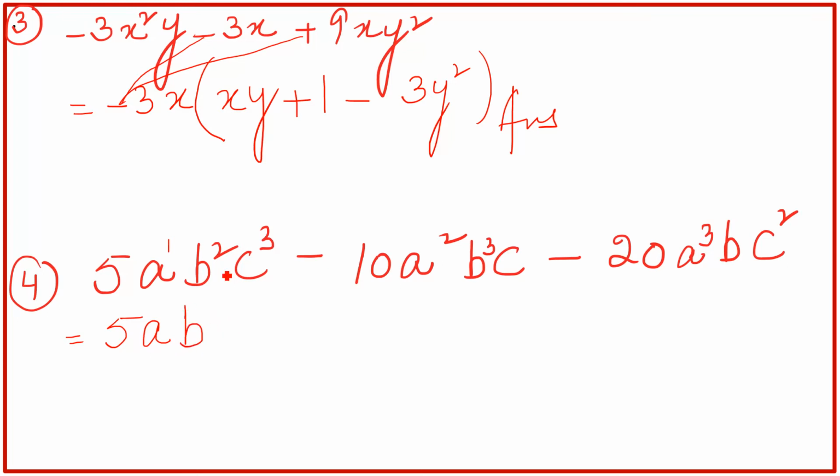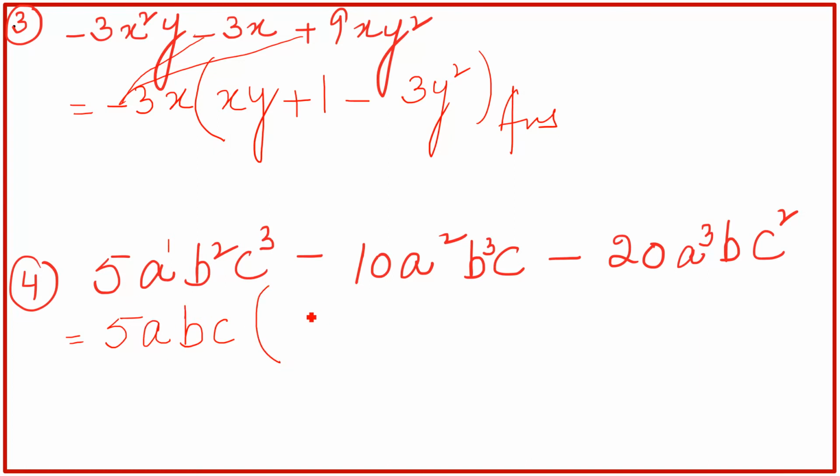We cannot take, see here B square. Here are 2 B's, 3 B's and 1 B. So we will take the minimum one which is common. Same thing C, 2 C's and here we have 3 C's, but we can take only 1 C common because this is the minimum. Now what is left here, right?